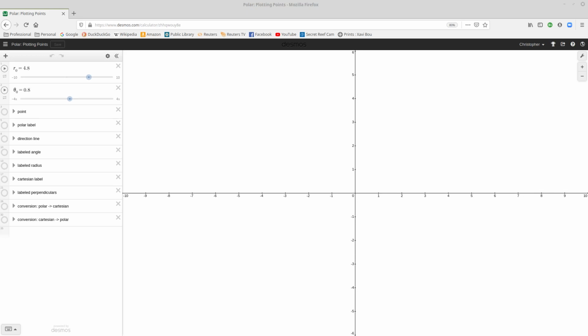I'm recording in my garage a new video using some screen capture today. This is going to be an introduction to plotting points with polar coordinates, and I'm using the Desmos online graphing calculator to help with this.